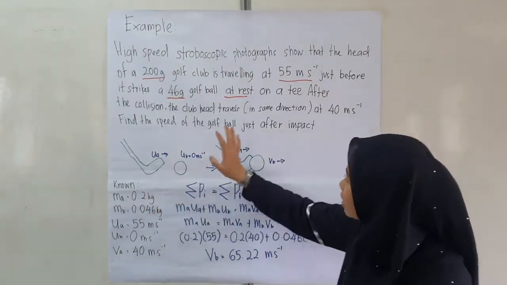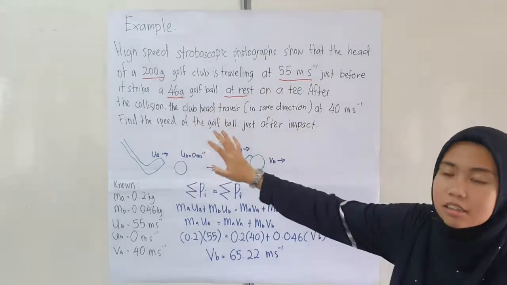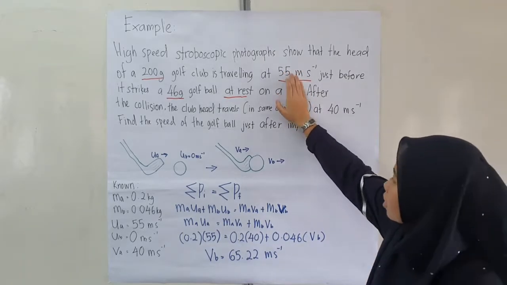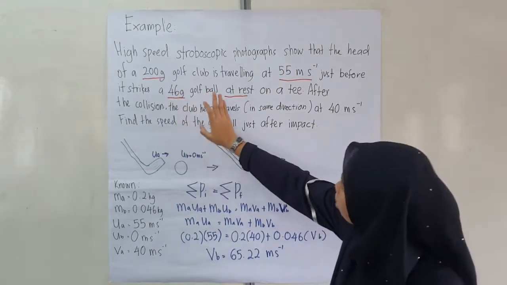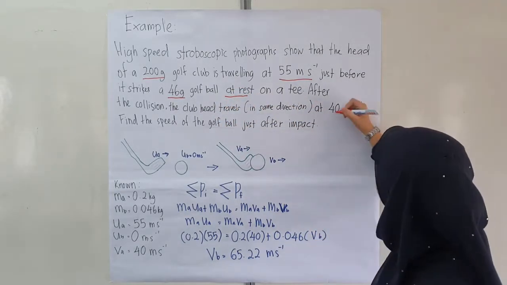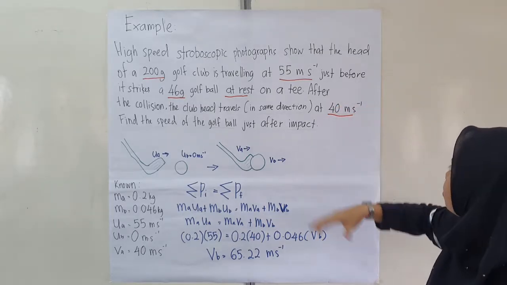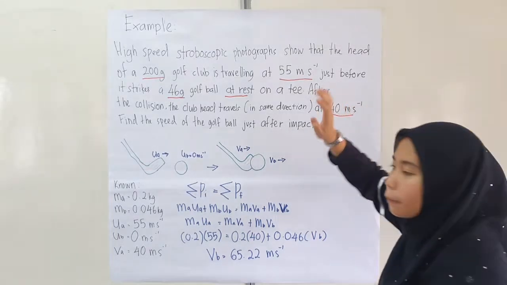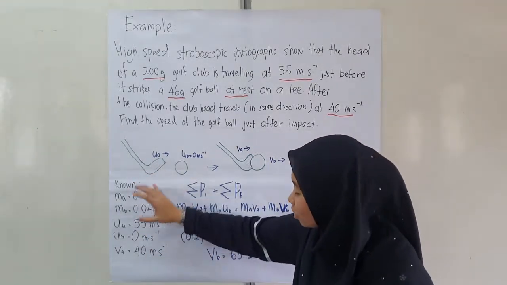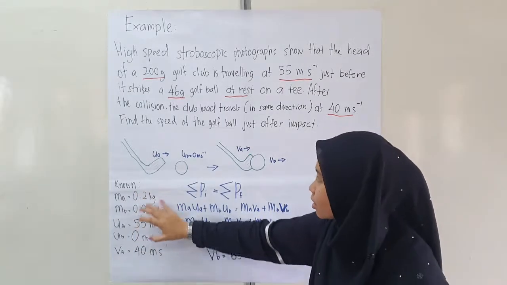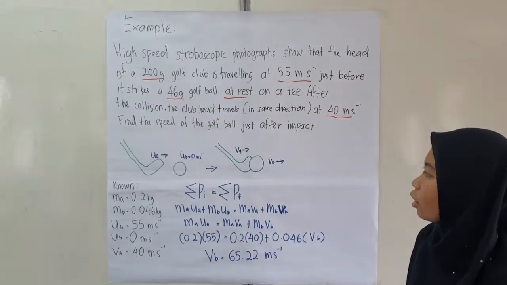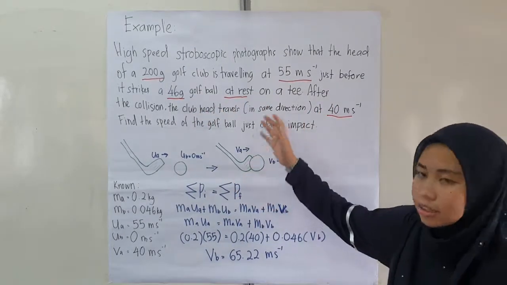First, we need to highlight the known: the mass and initial velocity of the club, the mass and initial velocity of the ball, and the final velocity of the club. Next, we list the known, the things that we highlighted before. This is the pictorial graph for this question.